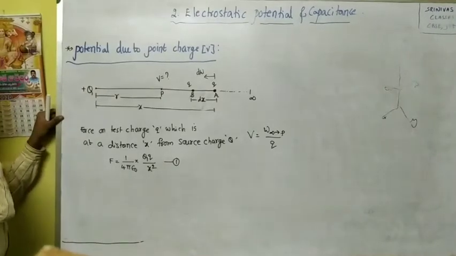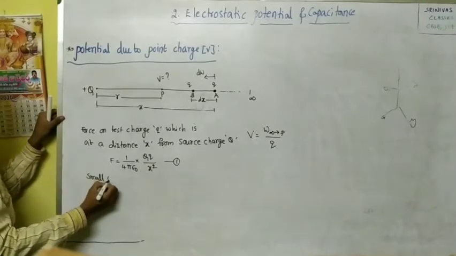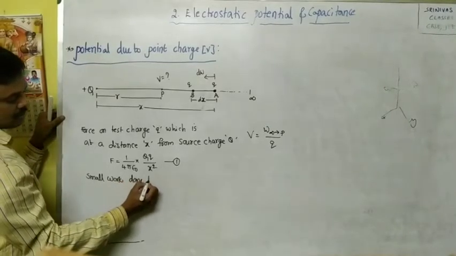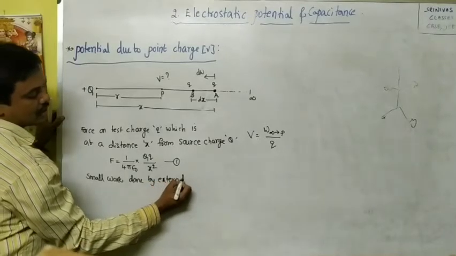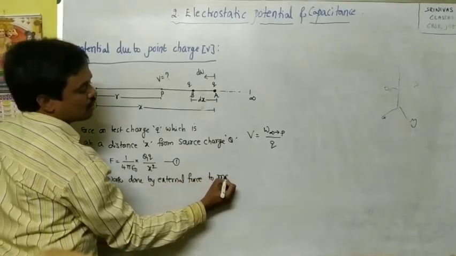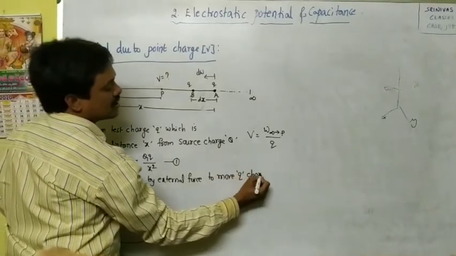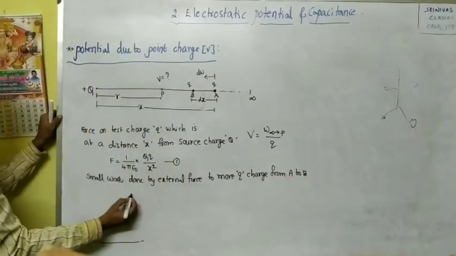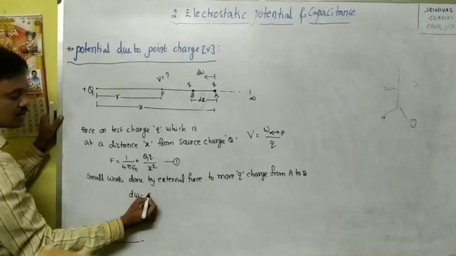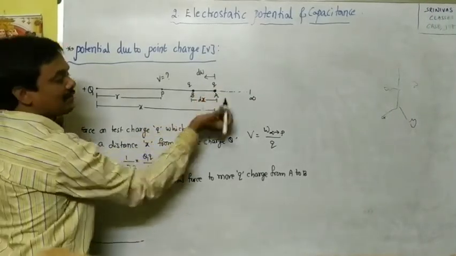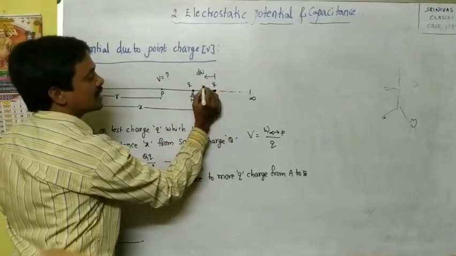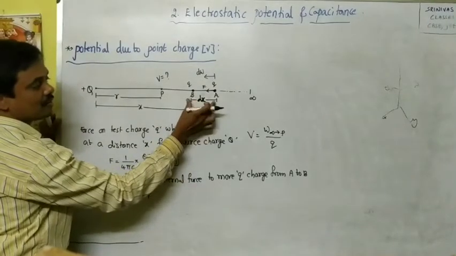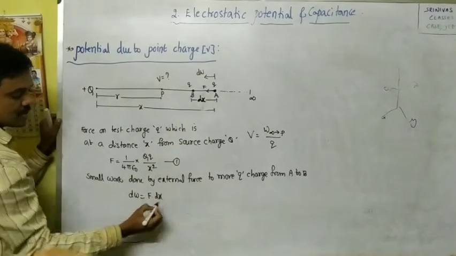And now we have to calculate the small work. Small work is the work done by an external force to move the q charge from A to B. Small work from A to B, dW, is equal to force into displacement. Force is F, let us take. We are applying the force F to move it, and the displacement is dx from A to B. So force into displacement, F dx.